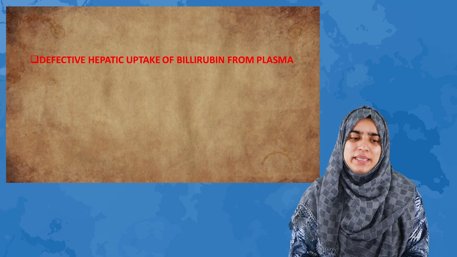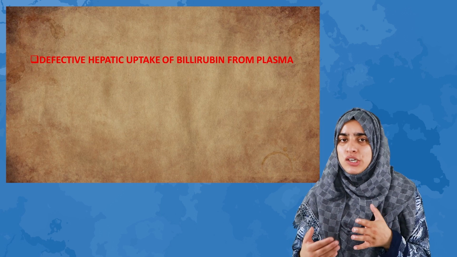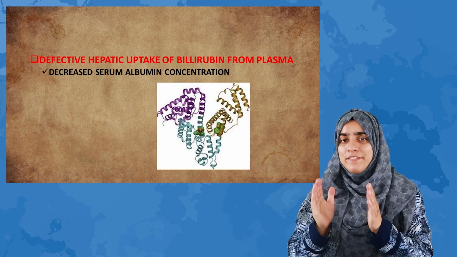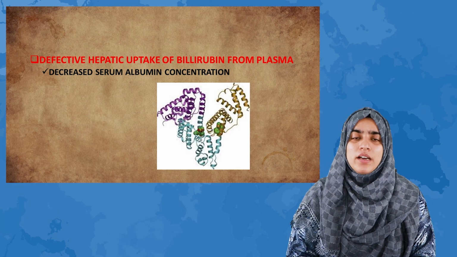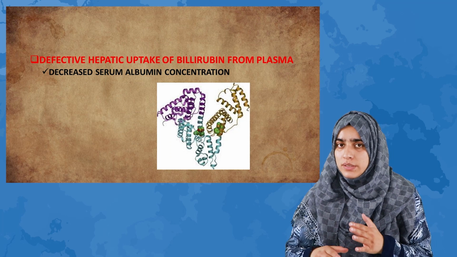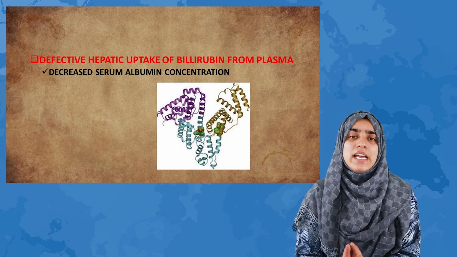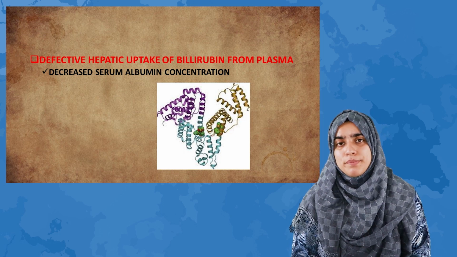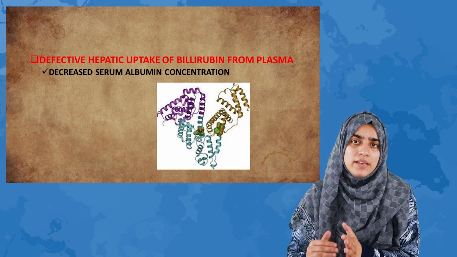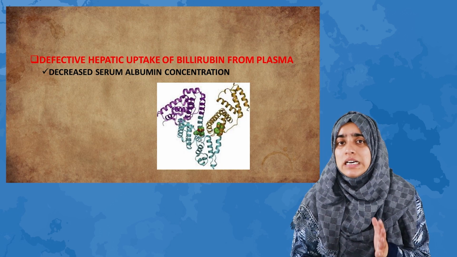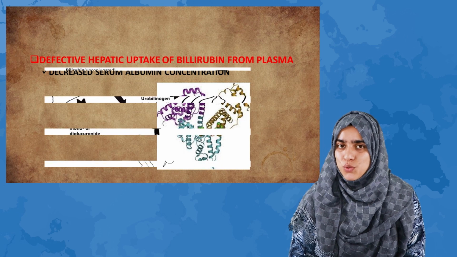The next cause can be defective hepatic uptake of bilirubin from the plasma. There can also be decreased bilirubin excretion, since feeding the baby stimulates peristalsis and produces rapid passage of meconium, thus reducing the reabsorption of conjugated bilirubin from the stool.